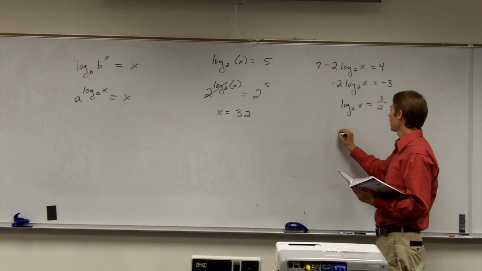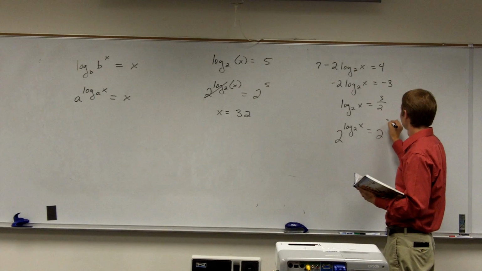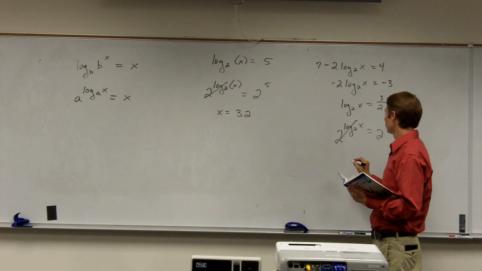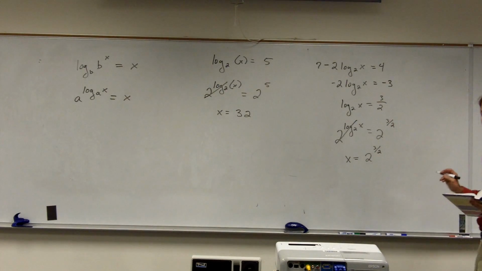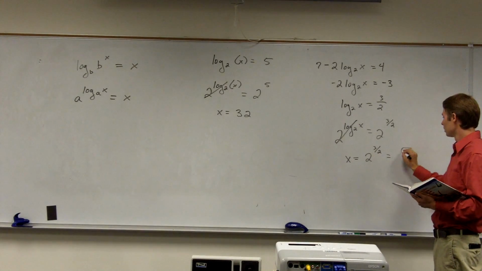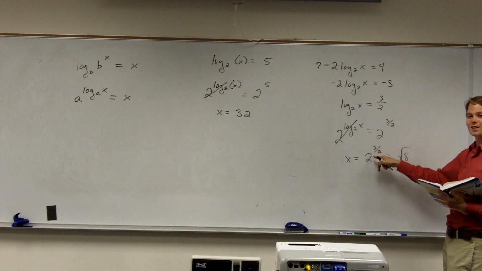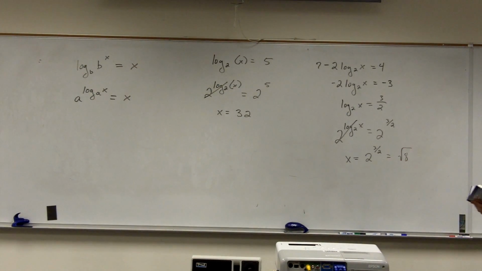And now we can take both sides as a power of 2, because I'm trying to get that x out of inside of the logarithm. And then 2 to the log base 2, that will cancel out. I'll get x is equal to 2 to the 3 halves power, which is the square root of 8. Is that alright? 2 cubed is 8, and then 1 half. So I'm using the rules that we used from a couple lectures ago to figure that value out.